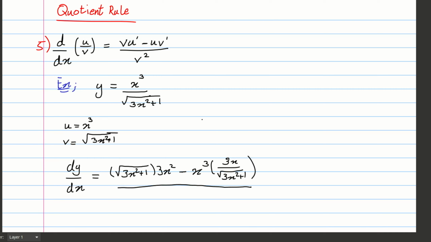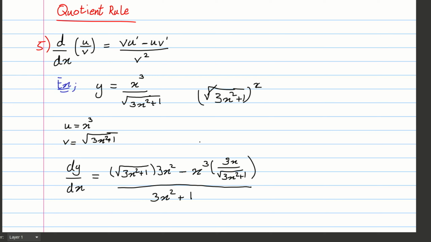Now we have to find the square of v, which is under root 3x square plus 1. The square cuts out the under root, so it's just going to be 3x square plus 1. This is going to be our final answer of dy over dx.